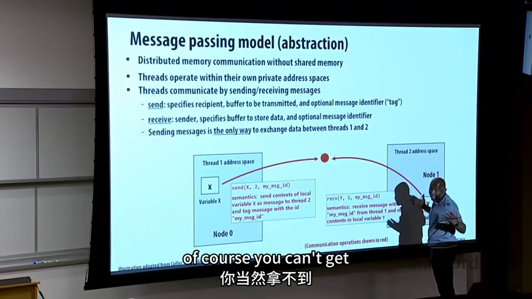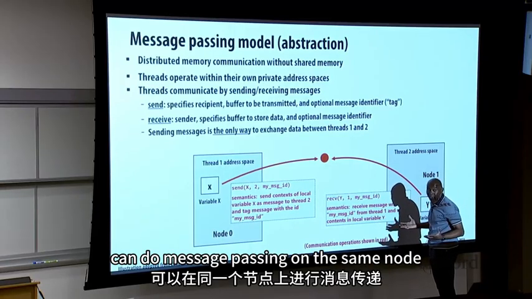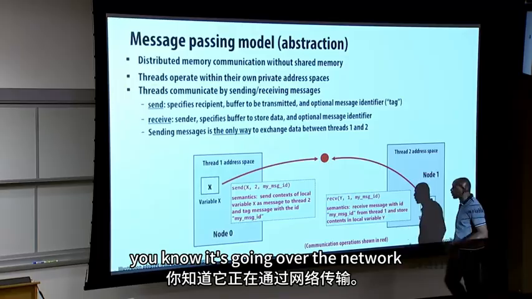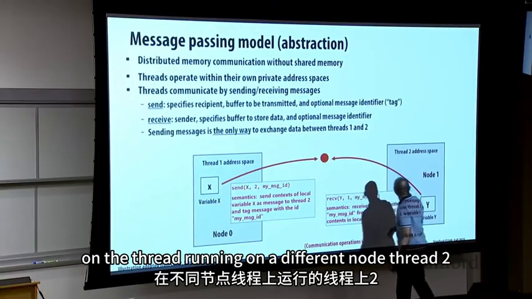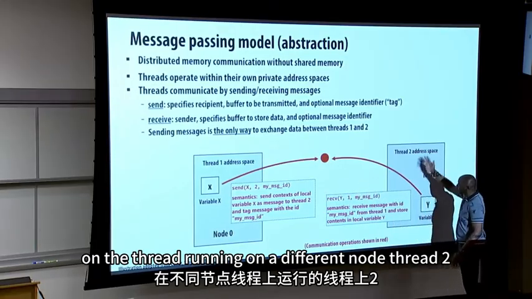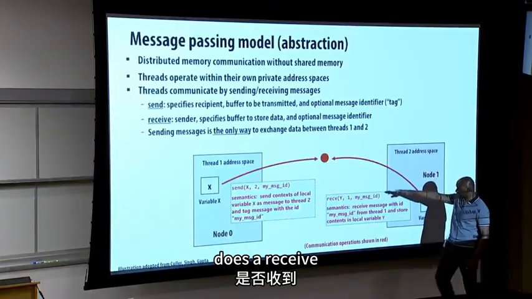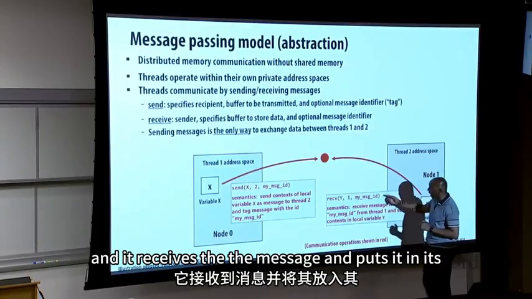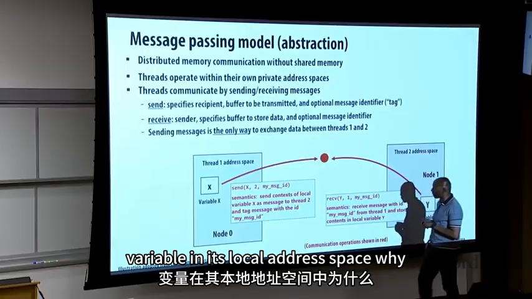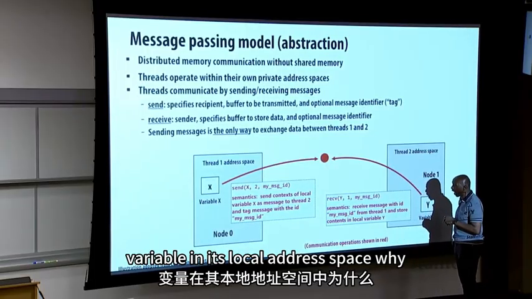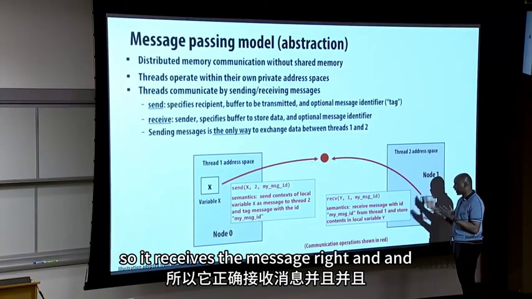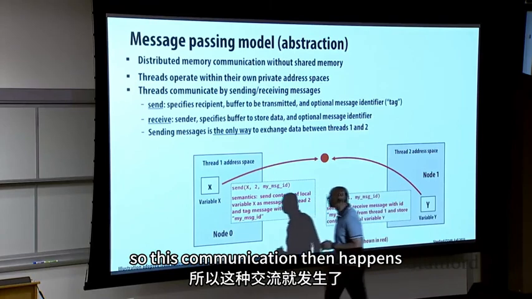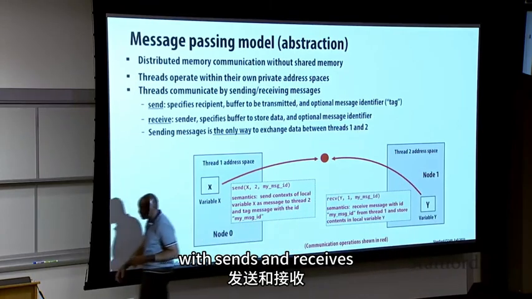Of course, you can do message passing on the same node, if you've got separate address spaces. But let's assume that it's going over the network, and then the thread running on a different node, thread 2, does a receive, and it receives the message and puts it in its variable y in its local address space. Okay. So it receives the message, right? And so this communication then happens with sends and receives.